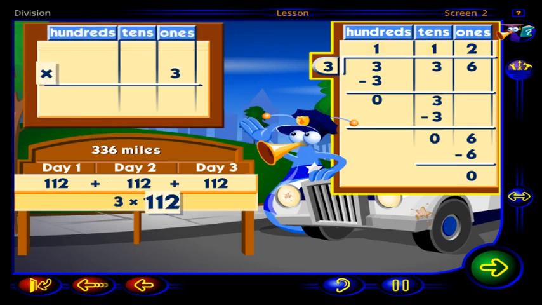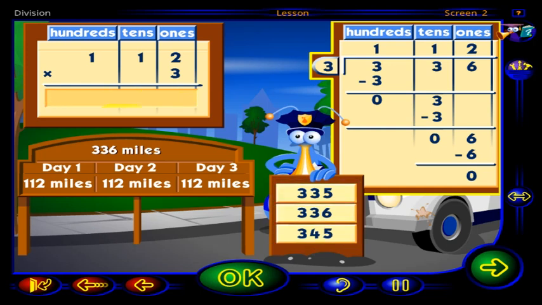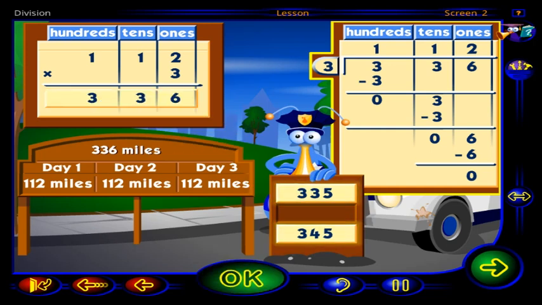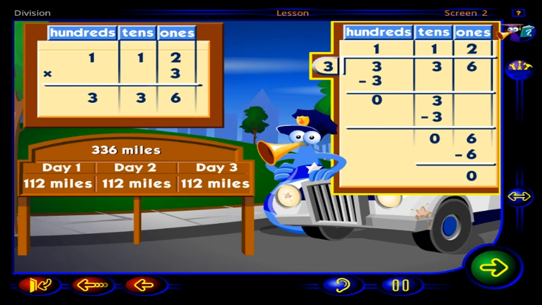What is 3 times 112? Drag your answer here, then click OK. That's right. 3 times 112 is 336. 3 ones times 2 ones is 6 ones. 3 ones times 10 is 3 tens. And 3 ones times 100 is 300. 3 times 112 is 336. So our division is correct.